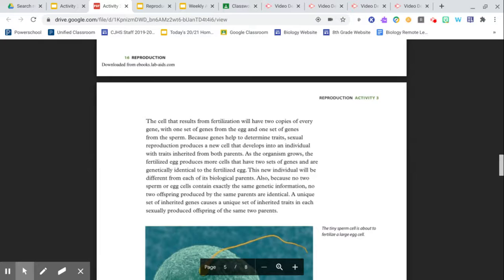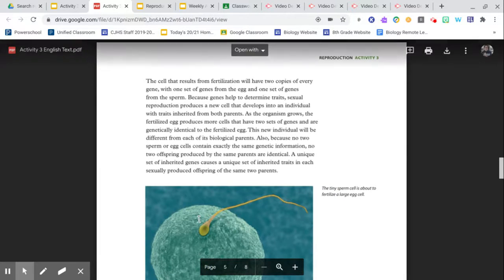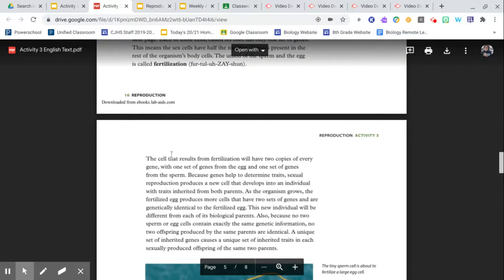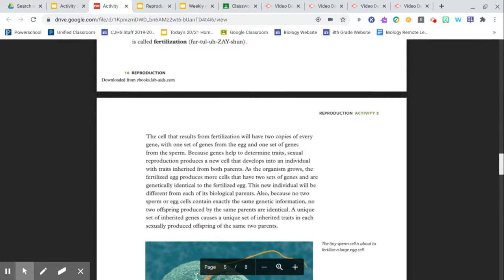The cell that results from fertilization will have 2 copies of every gene. Side note, remember, the sex cells only have half the number, 1 copy. So when they come together, they have the full set, 2 copies. Okay, let's go back. The cell that results from fertilization will have 2 copies of every gene, with 1 set of genes from the egg and 1 set of genes from the sperm.